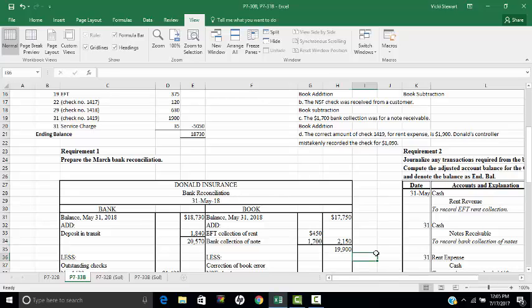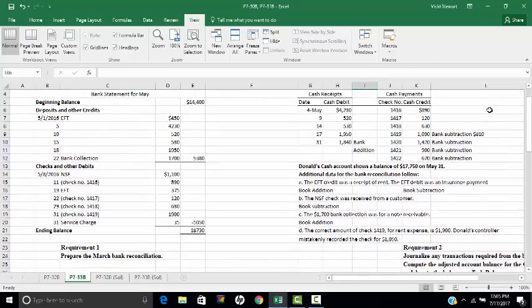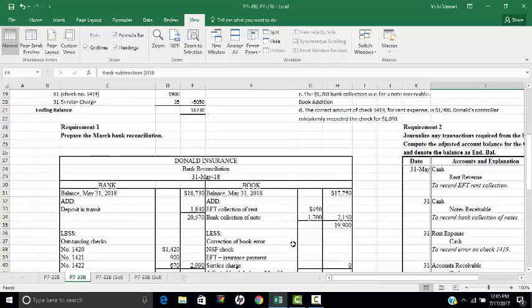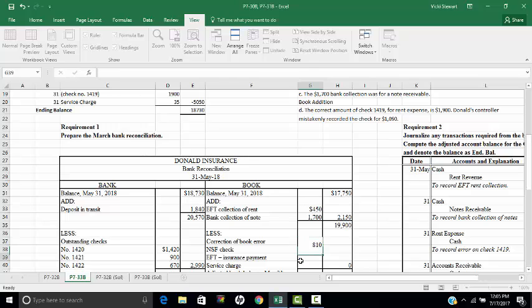Now we're going to have our book subtractions. The first subtraction we're going to make is to correct check number 1419. If you remember, we recorded that incorrectly in our books, so we need to subtract an additional $810. We also had that insufficient funds check, and that was for $1,100. We also paid our insurance payment for the month, EFT, so that was $375. And then the last subtraction is our service charge for $35.